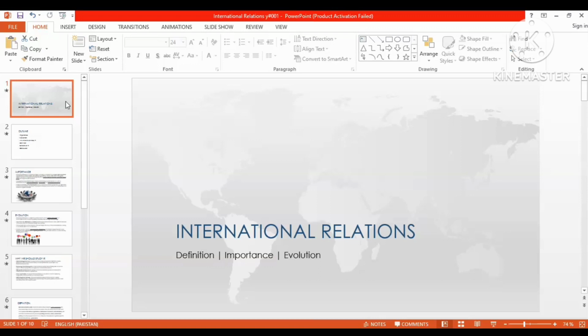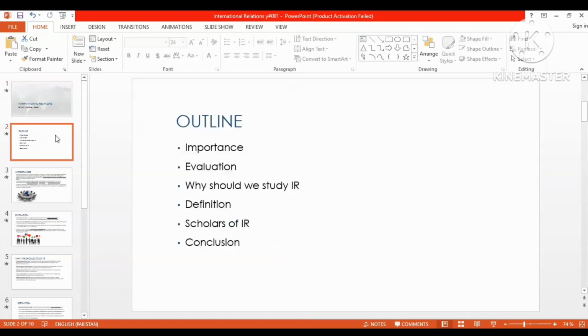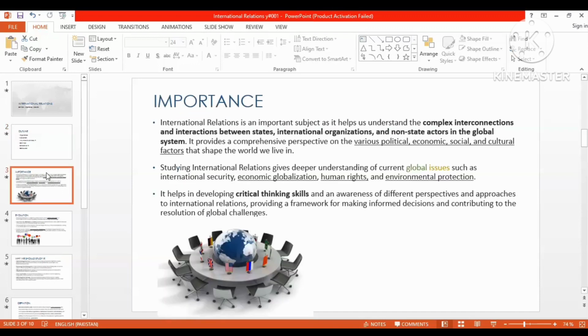I will cover the definition of international relations, the importance and the evolution of international relations as a subject. So here is today's lecture outline. In this lecture, we will cover the importance of international relations, the evolution, why we should study IR, the definition, obviously the scholars of IR, and in the last we will discuss the conclusion. So, what is the importance of this particular subject?